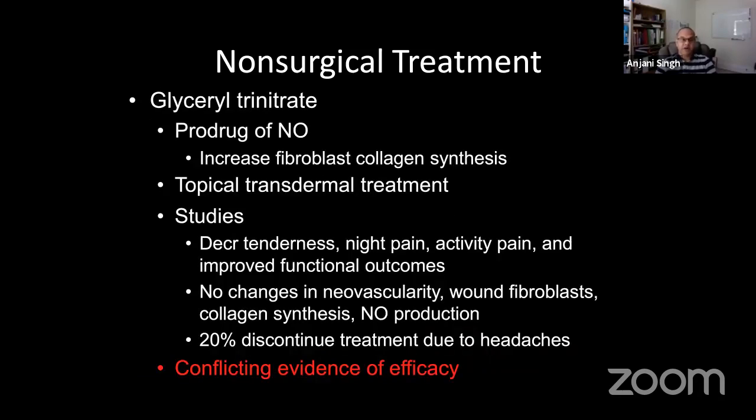This is a medical treatment which is more based on the fact of increasing the vascularity, increasing the collagen synthesis, and trying to provide a reparative atmosphere within the tendon environment. But again, there is no firm or scientifically proven evidence that this actually works. And some people do end up not tolerating the drug because of vasodilatation and headaches.